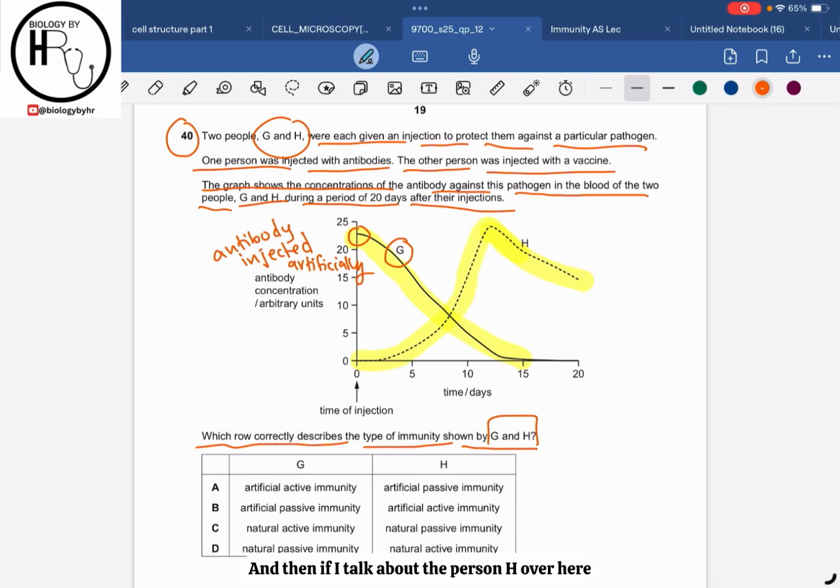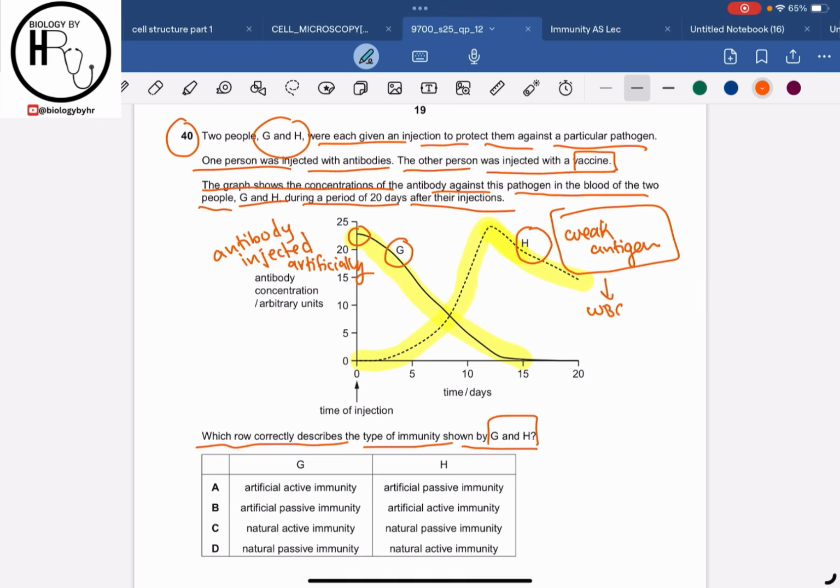Now if I talk about the person H over here, person H may be the person who is basically injected with a vaccine. In a vaccine we don't inject the antibody, we inject weak antigens against a particular pathogen inside a human body, and the human body fights against those antigens and produces the white blood cells, or you can say the B lymphocytes, that produce the antibodies against that specific antigen and create the memory cells, right?